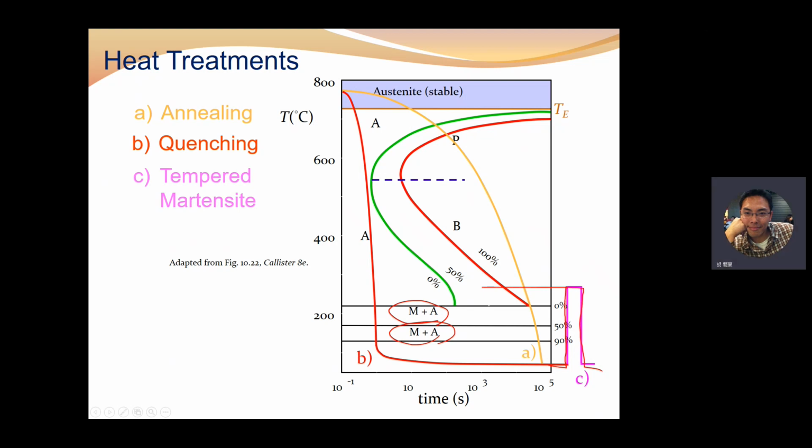Therefore, the atoms don't have time for diffusion, so the quenching process is diffusionless. You can see in this region there's no pearlite, because this quenching process is diffusionless and this cooling curve never touches the nose curve. The nose curve is right here, and this is the cooling curve. Since the cooling curve never touched the nose curve, the austenite is impossible to transform to pearlite.